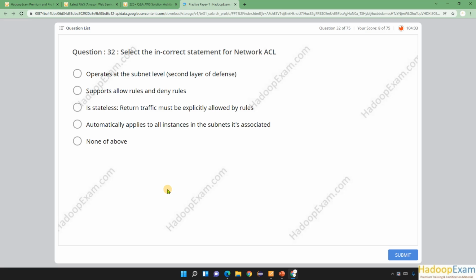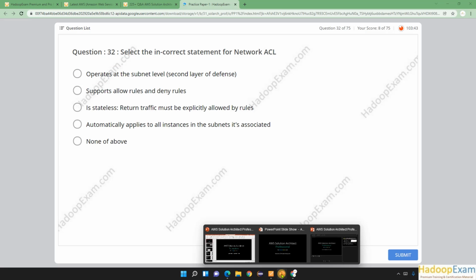We have already covered a lot of content on this, and I hope you would be able to answer this question even without explanation. But let me revisit here before that. Network access control operates at subnet level. That is exactly correct. We have already discussed this.